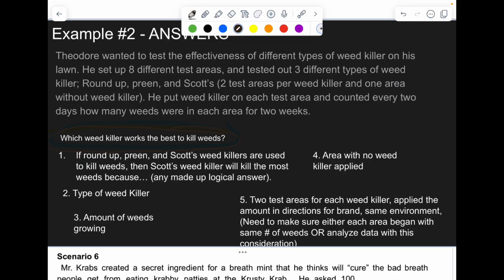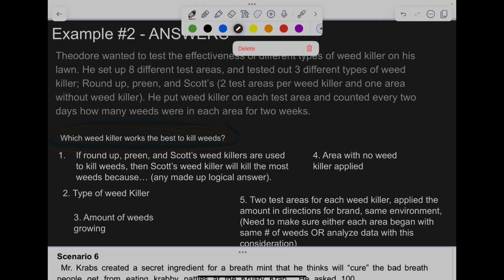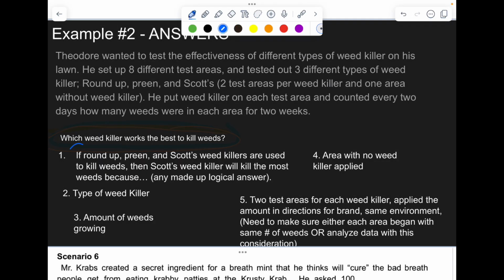Again, notice that the hypothesis here is starting with the word if, and then continues with the word then. So if he uses, and then we talk about the different things he's going to do, and then we make a prediction. So my prediction was that Scott's weed killer will kill the most weeds, and then we have to make up some sort of logical answer. So maybe I saw an advertisement. So because I saw that Scott's weed killer is the best, or because a friend told me that Scott's weed killer is the best, we got to come up with some sort of reason for why.